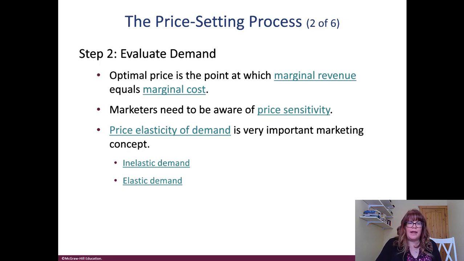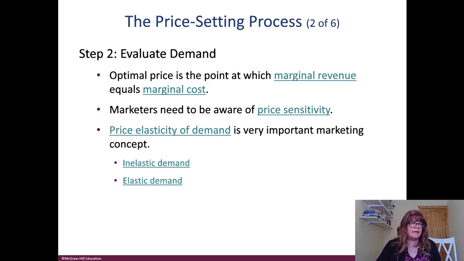This requires an understanding of consumers' price sensitivity, which is the degree to which the price of a product affects customers' purchasing behavior. Price sensitivity varies from product to product and from consumer to consumer. Price elasticity of demand is a measure of price sensitivity that gives a percentage change in quantity demanded in response to a percentage change in price. It is one of the most important concepts in marketing and should be considered when pricing any product.